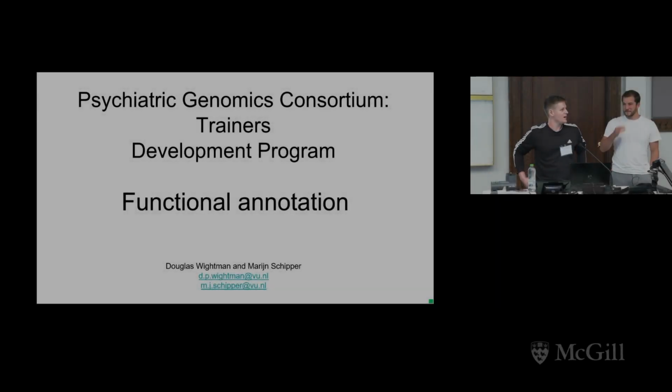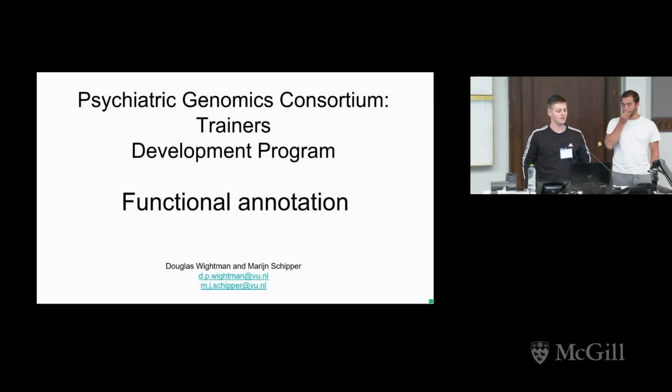So I'm Doug Wightman. I've been working with the PGC Alzheimer's group for 4 years and also with a website that does functional annotation called FUMA. And this is Marijn, and he also works with me as well. He has been working on FUMA, I think, for 2 years. And he works as well on a project to better select causal genes from GWAS data. And we thought it'd be more fun to do it together. So you're going to see us just kind of switch in and out.